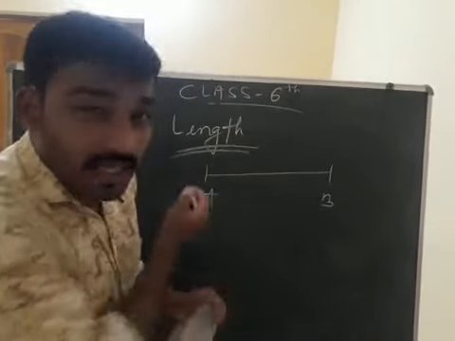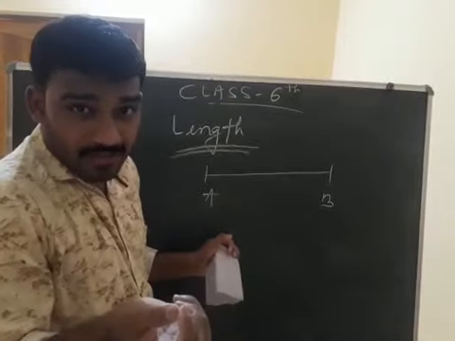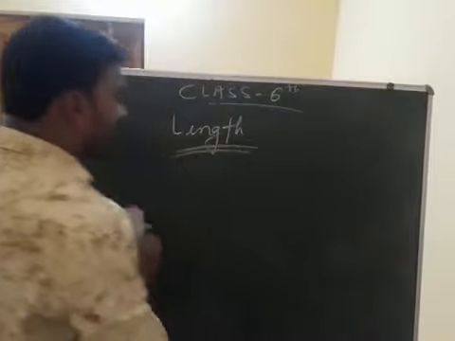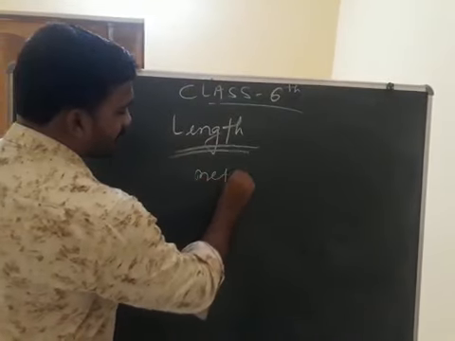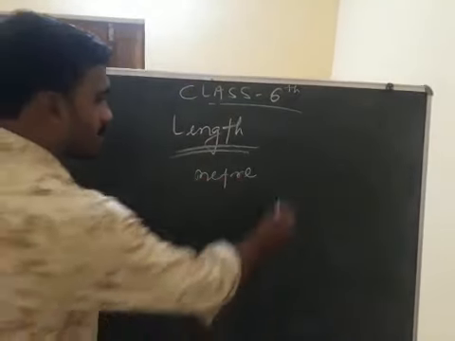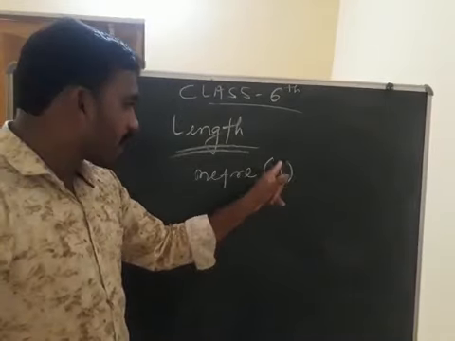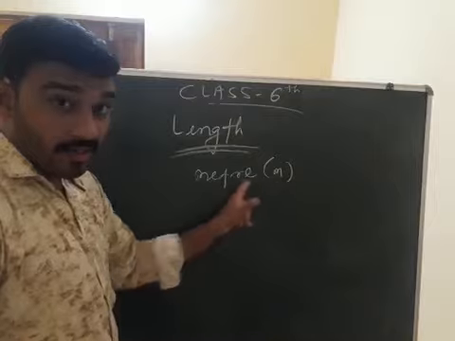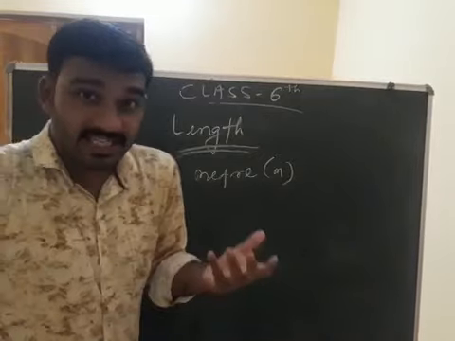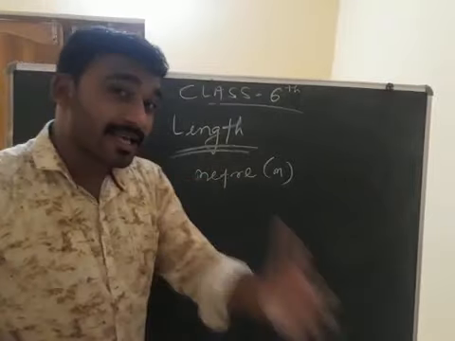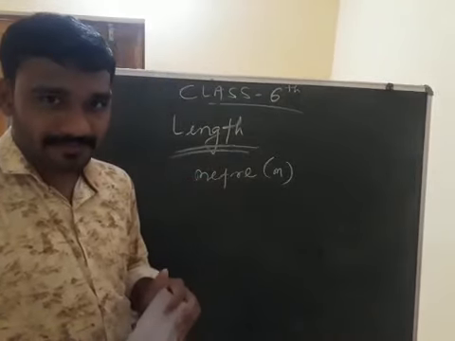Now, what is the unit of length? I have already told you about the unit of length. The unit of length is meter. The symbol is m, written in small letter because it is not coming from a scientist's name. So the SI unit of length is meter.